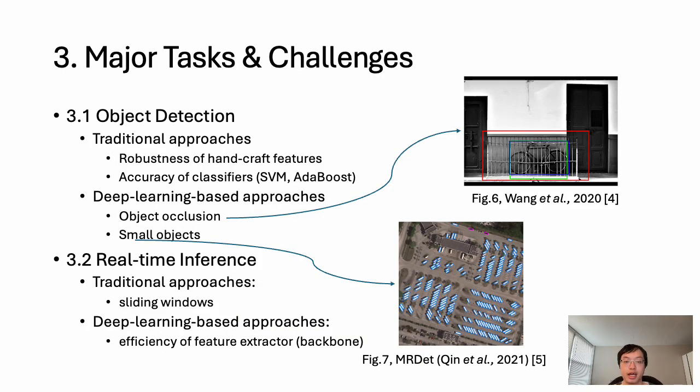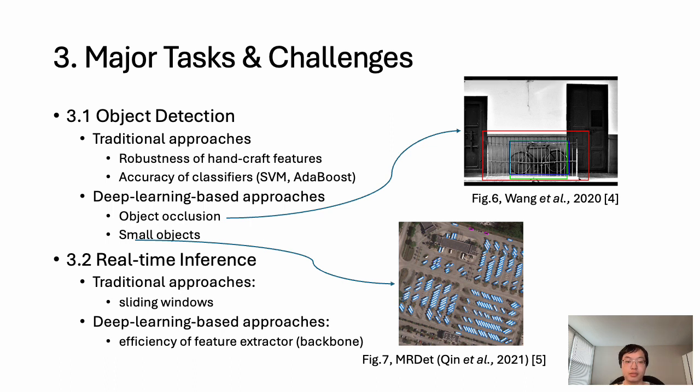Now let's move on to the major tasks and challenges. The first task is object detection, the core task that determines the location and category of an object. For the traditional approaches, some challenges include the robustness of the handcrafted features. They are only suitable for limited scenarios. The second is the accuracy of classifiers, such as SVM and AdaBoost. They only have limited accuracy.